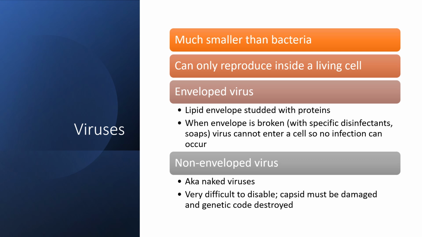All right, we've got our viruses. They are much smaller than bacteria. They need a living cell to be able to reproduce. Between our viruses, we have an enveloped and a non-enveloped virus. Our non-enveloped viruses are actually the most difficult to kill. So that's an important fact for you to know, that we have different types of viruses, enveloped and non-enveloped viruses.